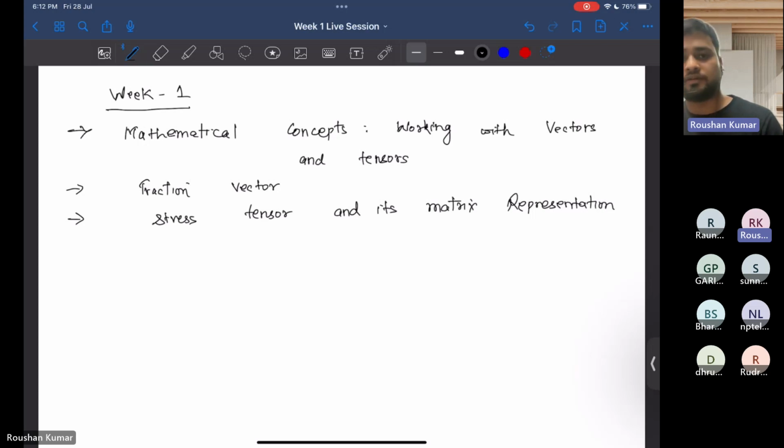So I am going to start with the numerical session that is based on the first lecture of week 1, that is mathematical concepts, working with vectors and tensors. In this session, I will solve some examples so that you will better understand the concepts already covered in the lectures. In question 1, I will first write the question, then I will explain how to solve such questions based on vectors and tensors.